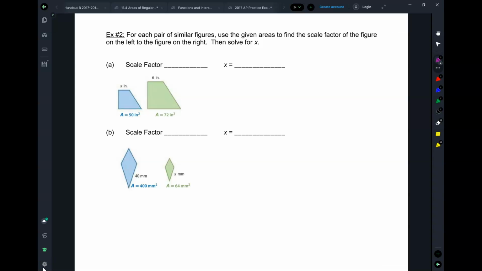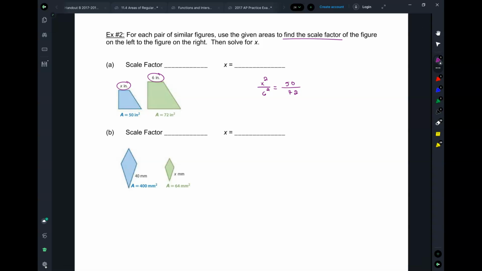We want to use the given areas to find the scale factor this time of the figure on the left to the figure on the right, then solve for x. So this to this would have been the scale factor, but it would be x squared over 6 squared is equal to one area over the other area.